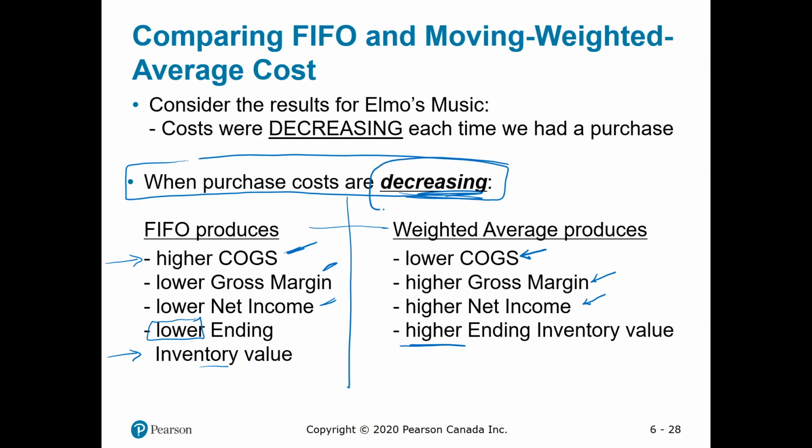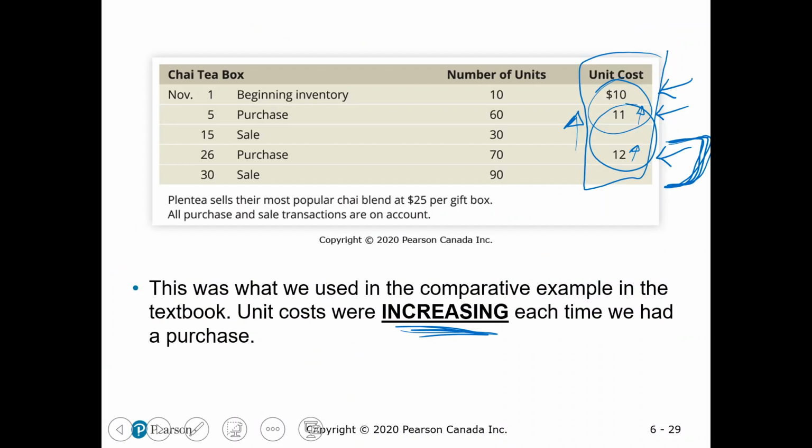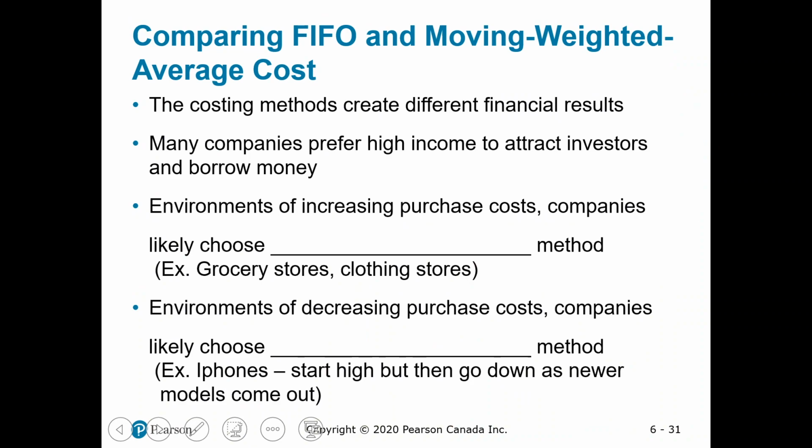When costs are decreasing, weighted average is the one that looks better with the higher net income and higher ending inventory, and we look worse under FIFO because we've got lower net income and lower ending inventory. So this is kind of a summary slide here. So we have seen in a couple examples there that the costing methods create different financial results.